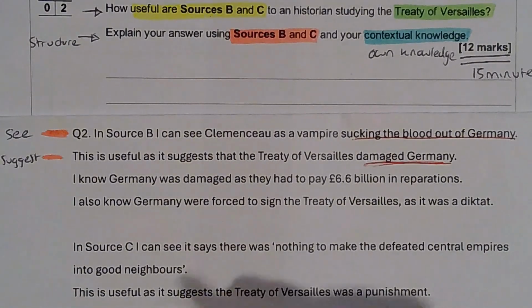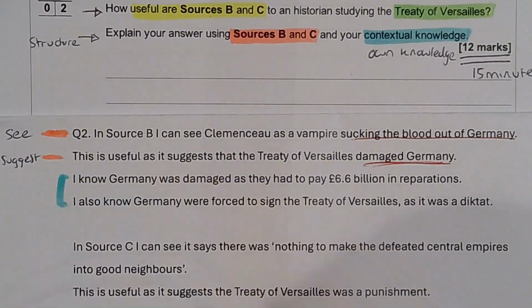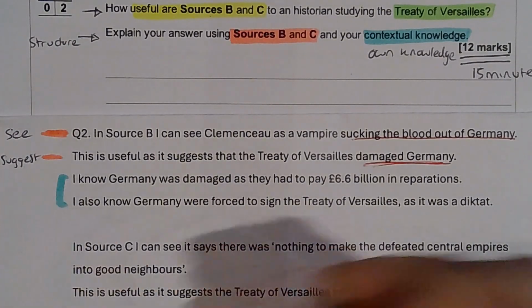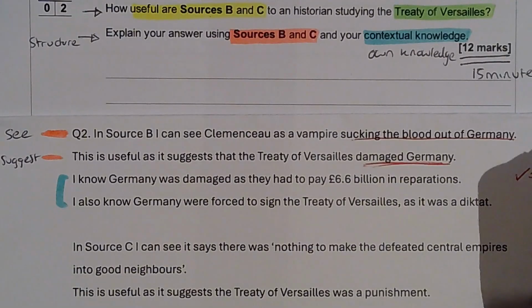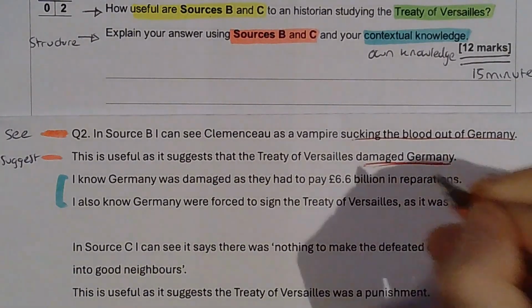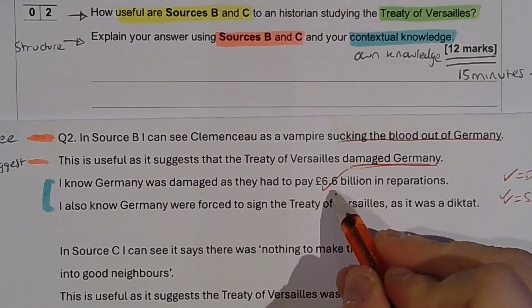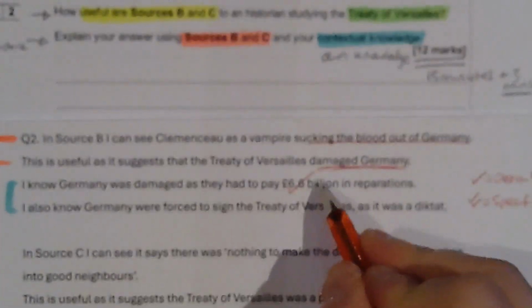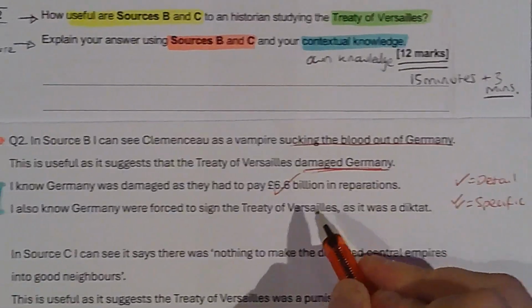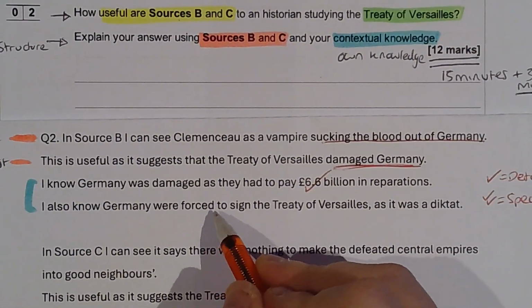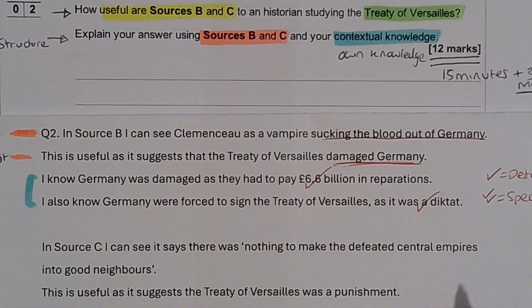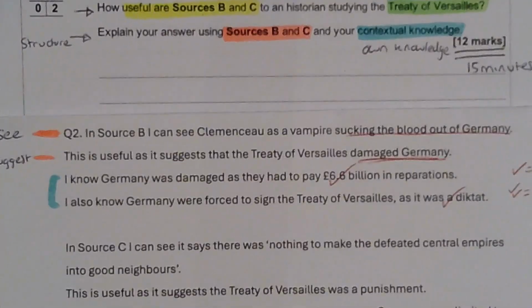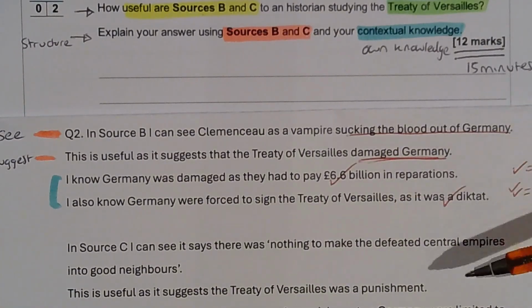Now, I know that Germany was damaged as they had to pay 6.6 billion in reparations. And remember, as an examiner, I'm looking for detail and specific detail. So I would say that is detailed. The reason that's not specific detail is because most people remember that one, so I'm just saying it's detailed. I also know Germany was forced to sign the Treaty of Versailles as it was a diktat. Now that is you using your knowledge, and it flows well.